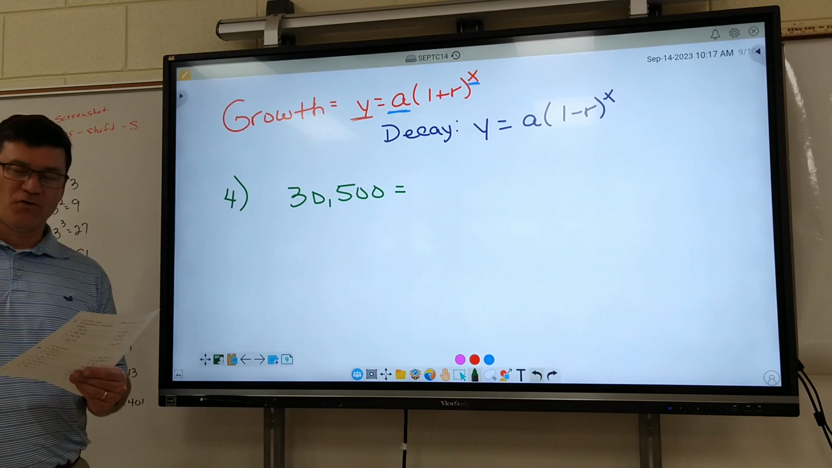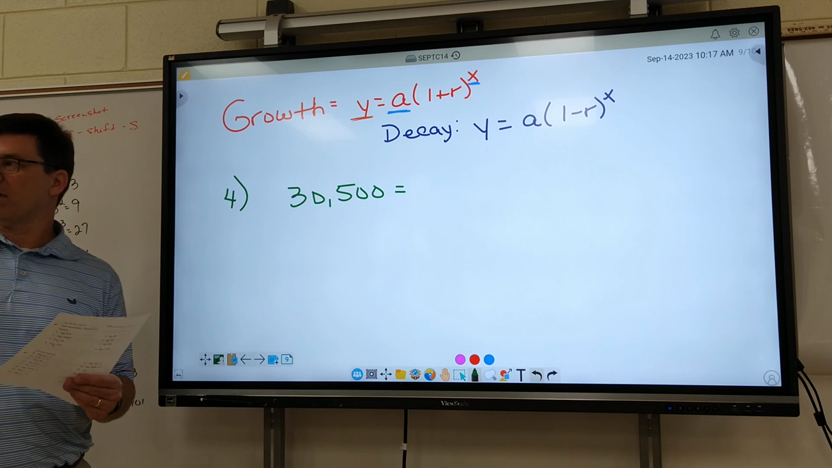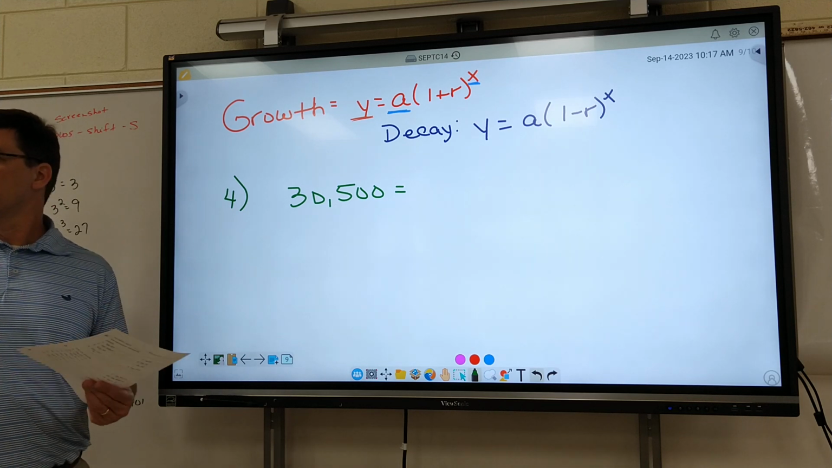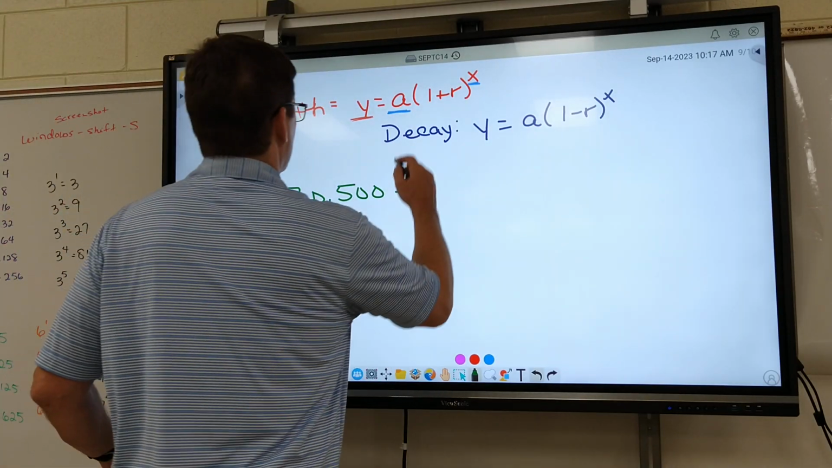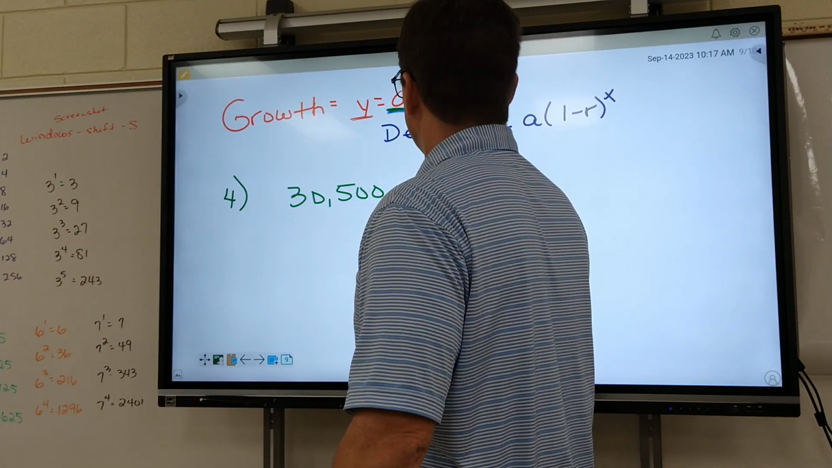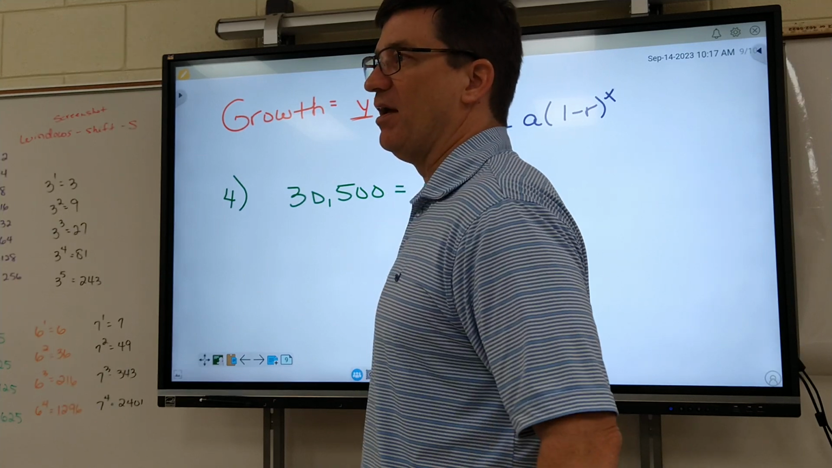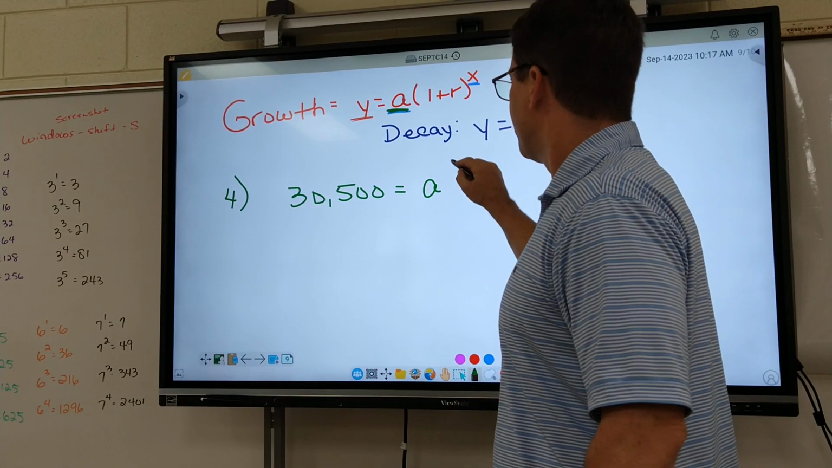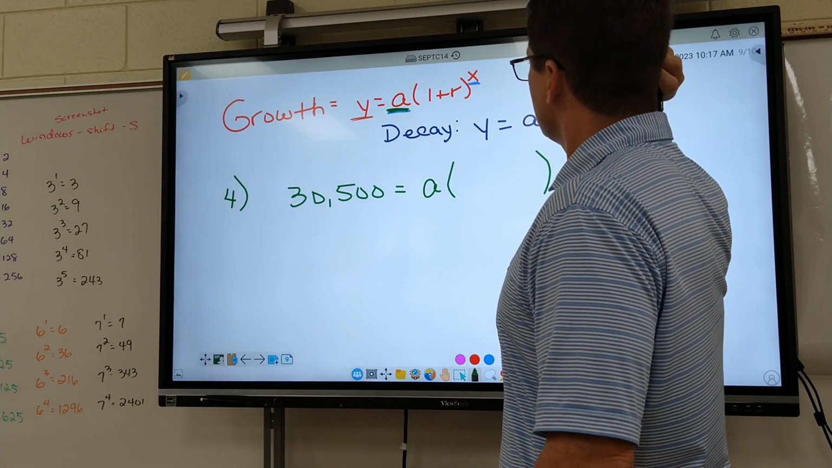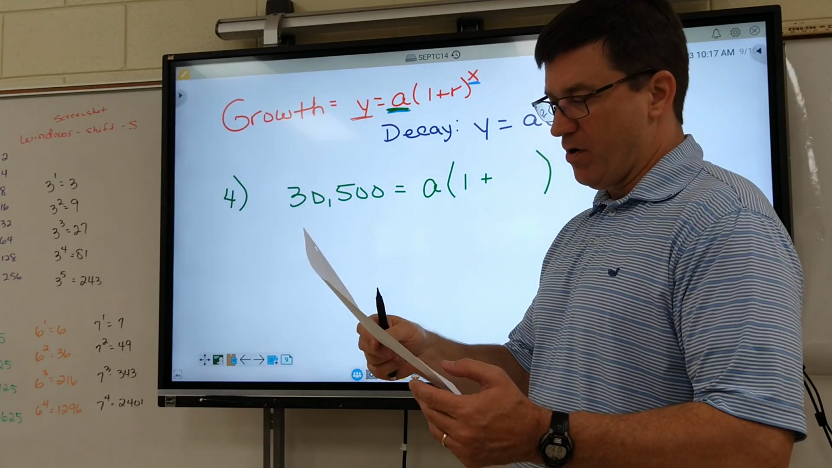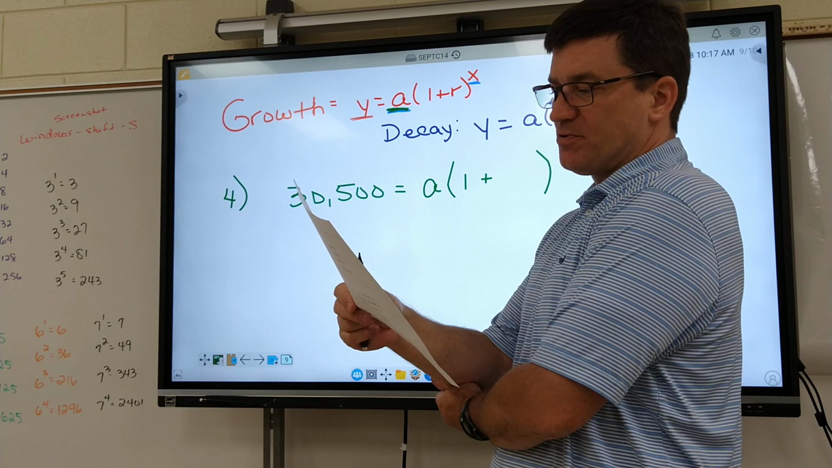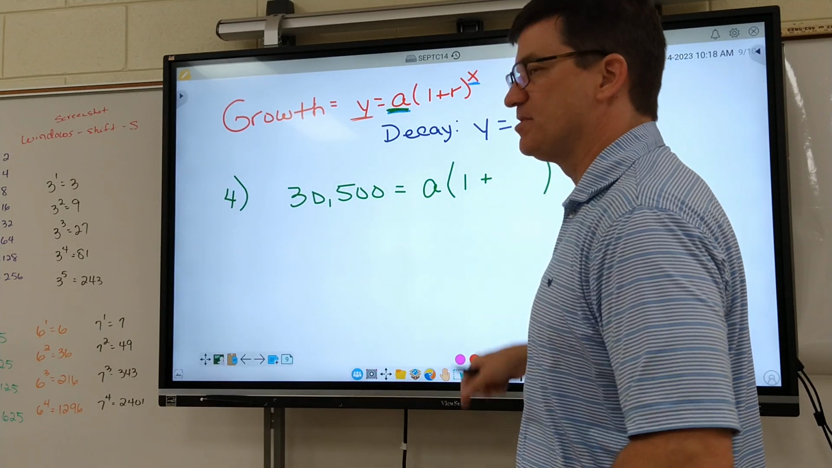All right, is number 4 a growth or a decay? It's talking about money in the bank, so it's growth because you make interest when money's in the bank. Do we know our starting amount on number 4? We do not, so we're just going to leave it a. All right, so I got 1 plus, what's our interest rate on number 4? 6.5%. Okay, so what goes in the parentheses?